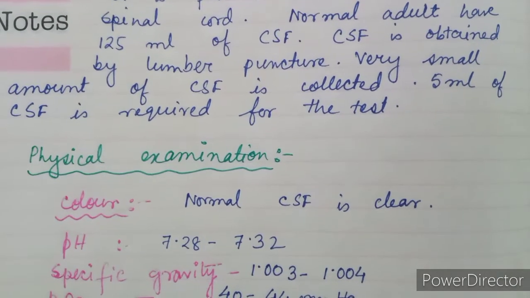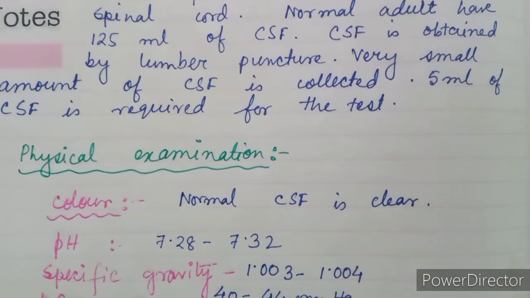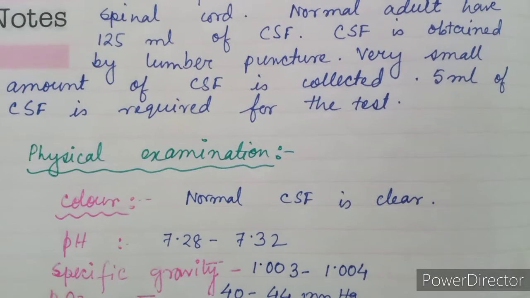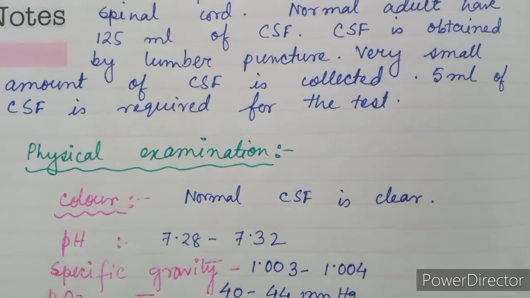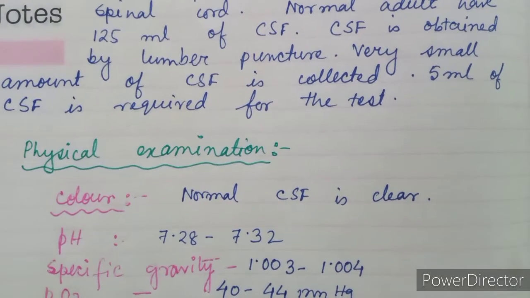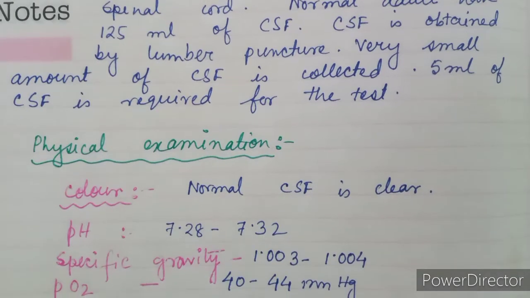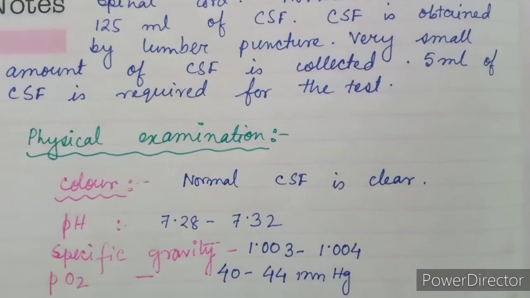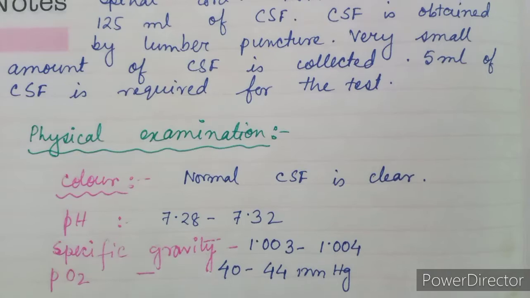CSF is obtained by lumbar puncture and it is generally secreted from the choroid plexus. A very small amount of CSF is collected. 5 ml of CSF is required for the test.